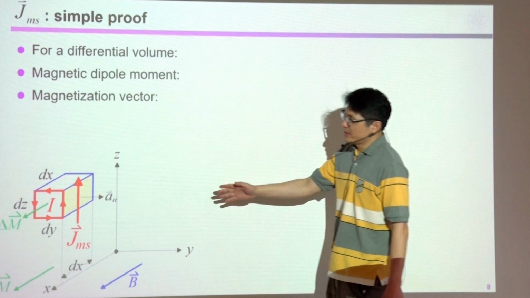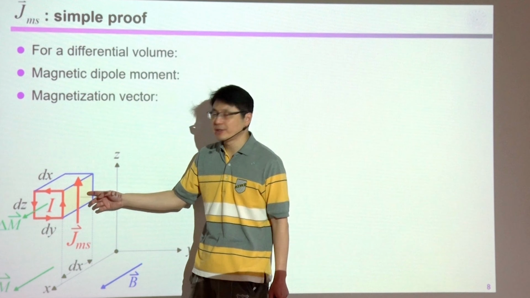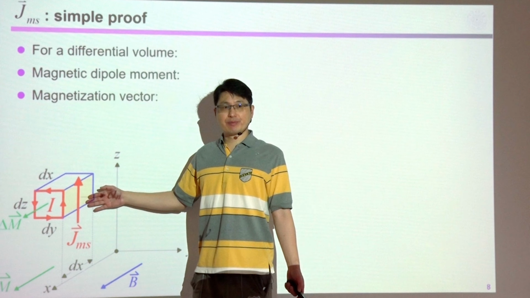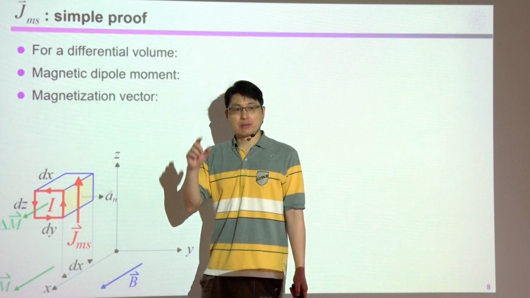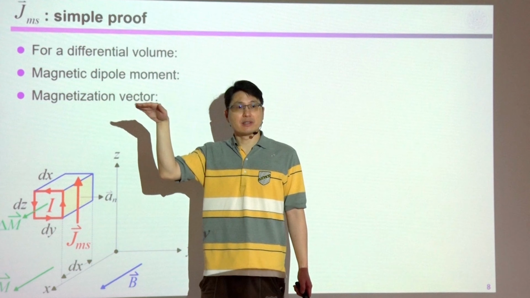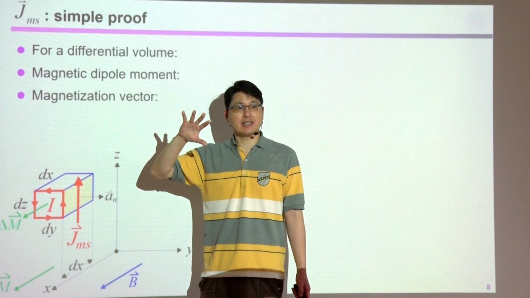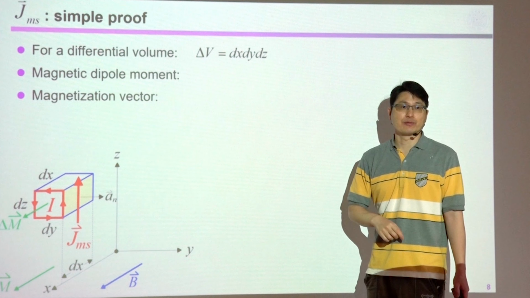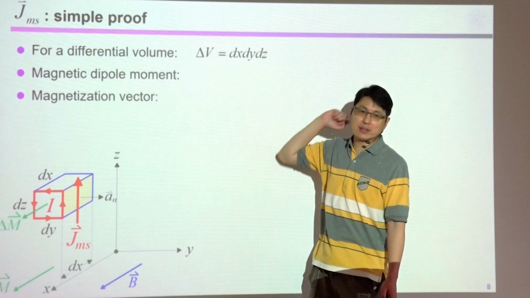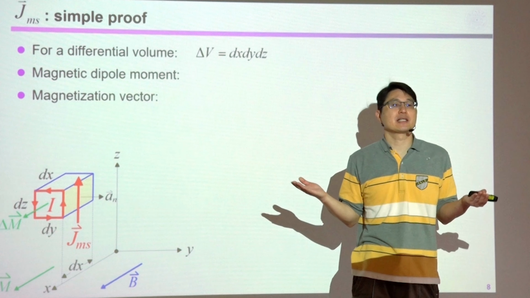So the first thing is, how do you define its differential volume? We're going to work from the definition. Delta V is the differential volume, placed in the denominator, so we have to find a way to formulate it. dx, dy, dz, since we're working in Cartesian coordinates.